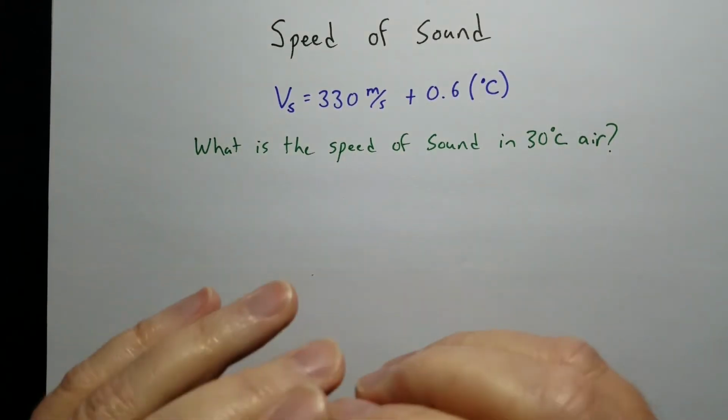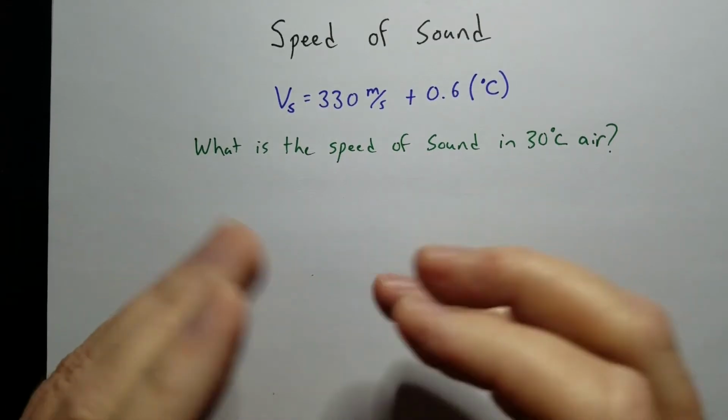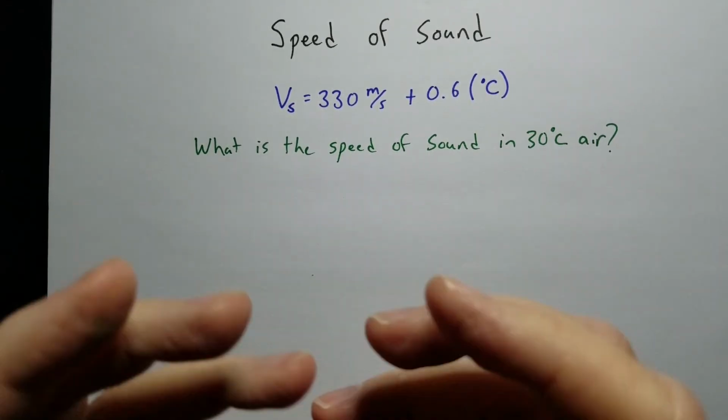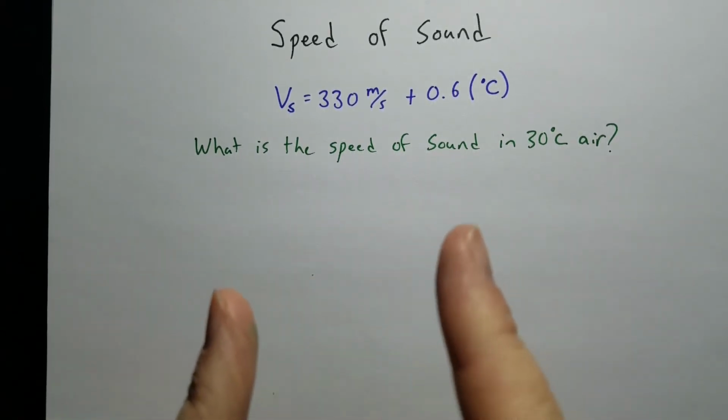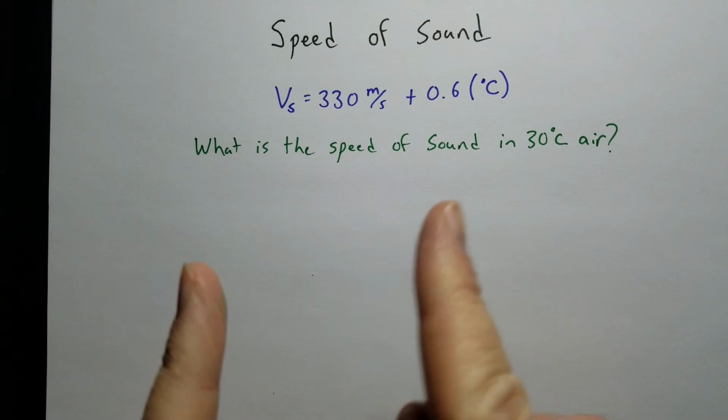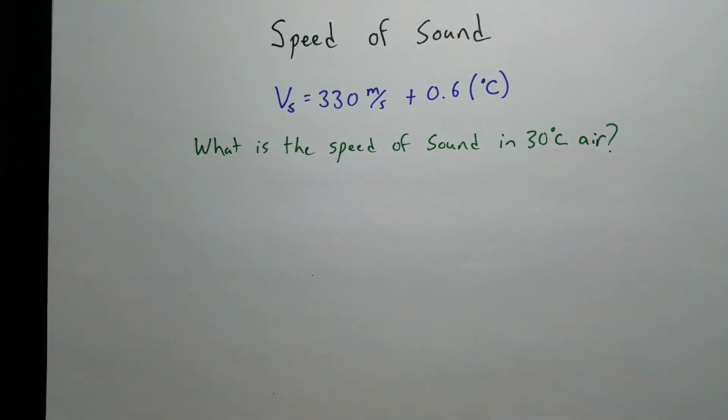And one of them is temperature. The warmer the air, the faster the sound will move. The colder the air, the slower the sound will move because the molecules will be moving slower. If the air is warmer, the molecules are moving faster, so they can cover that distance quicker.